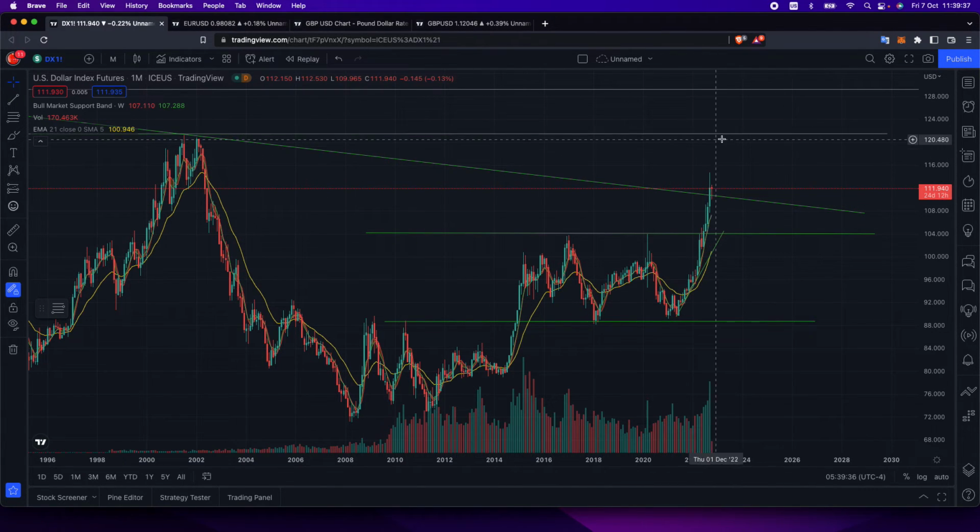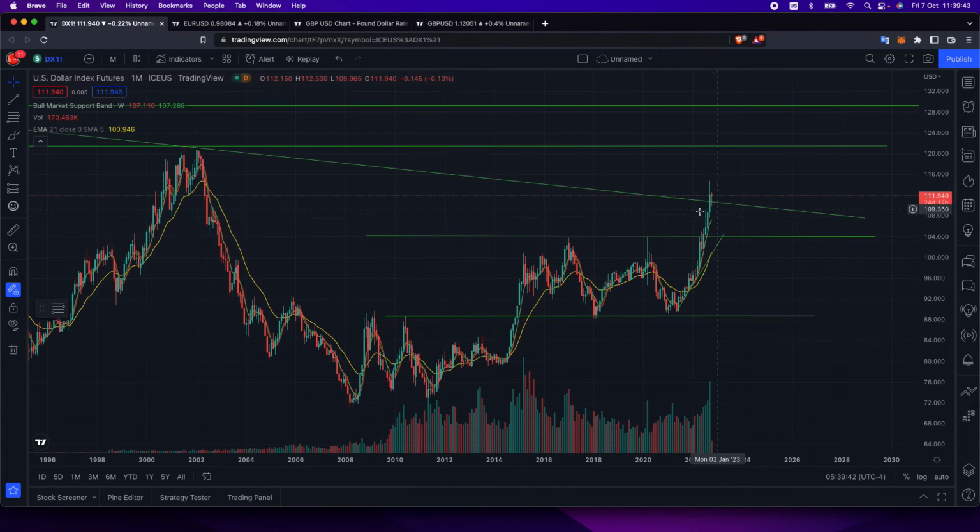So I would say this is a key resistance level, 121, 120. If it gets to here, if it breaks through this, I would say something has really gone sideways with the war. Like, if this keeps going up, then the war has escalated dramatically.